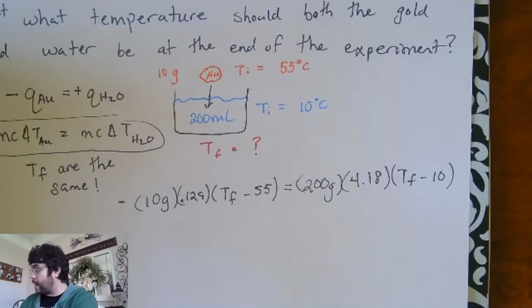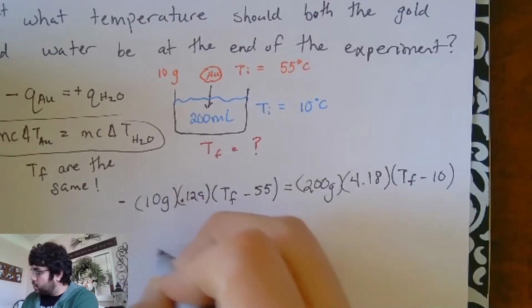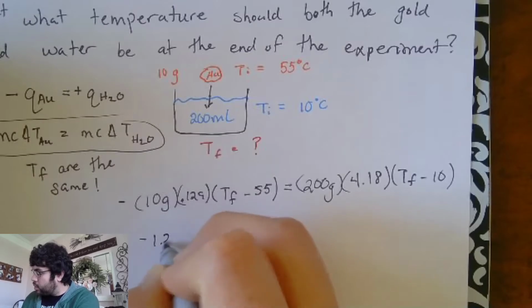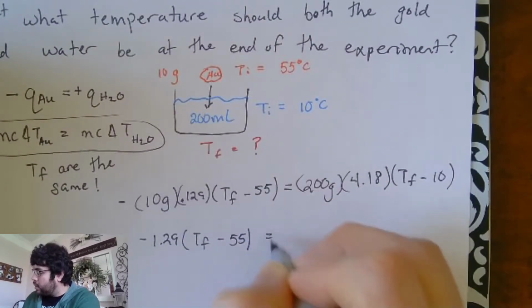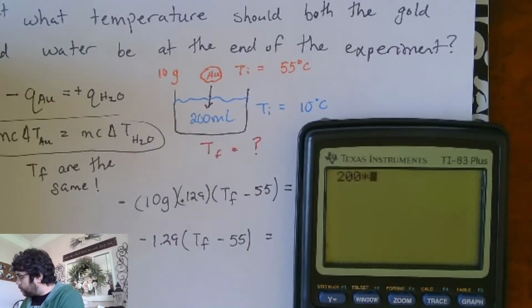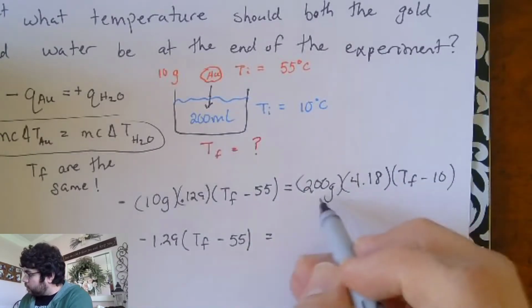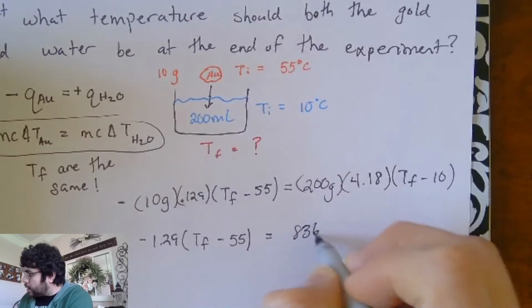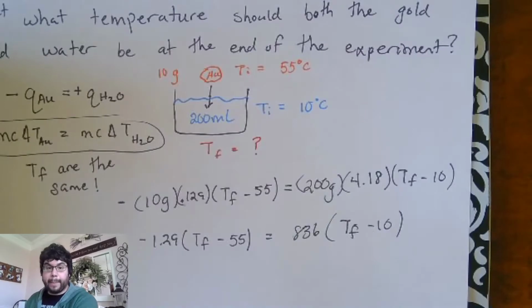All right, let's go ahead and do the math here. So 10 times 0.129, that's going to give us negative 1.29 times TF minus 55 equals, can't do that in my head, 200 times 4.18, okay, 836. These two numbers calculated here. 836 times TF minus 10, okay.